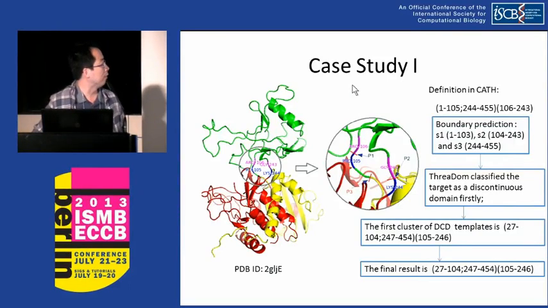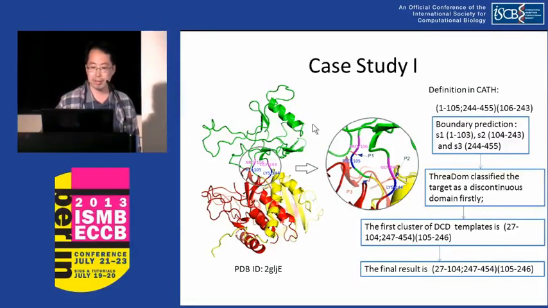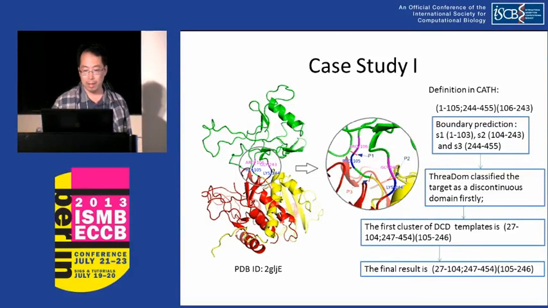This is the case for discontinuous domain predictions. I must say that the DC score, the domain control score, cuts the sequence into different fragments. If there are several fragments in one domain, we need a method to detect that. In this target, the yellow and the red are in one domain, the green in another domain. In this part, there are two boundaries.